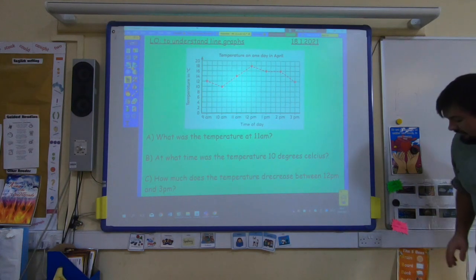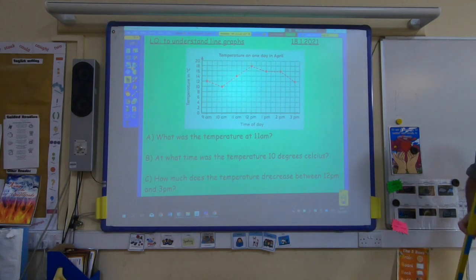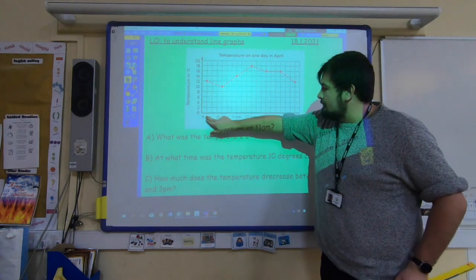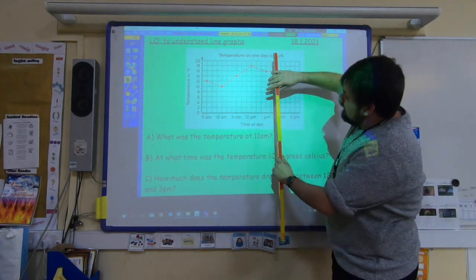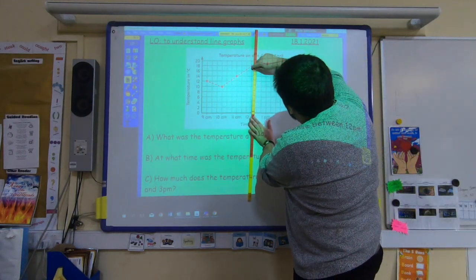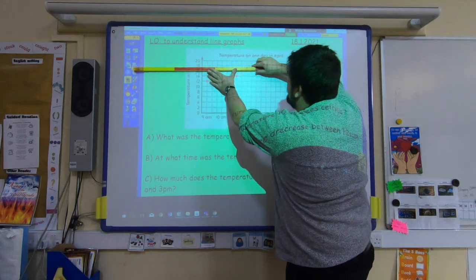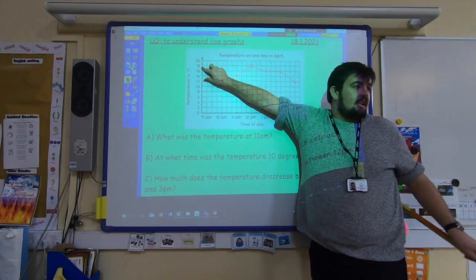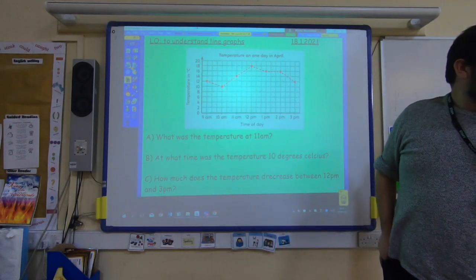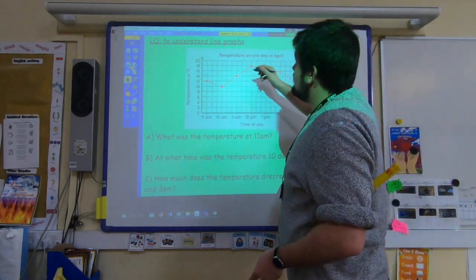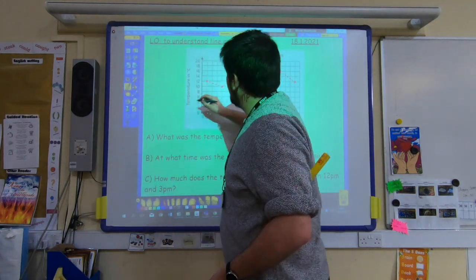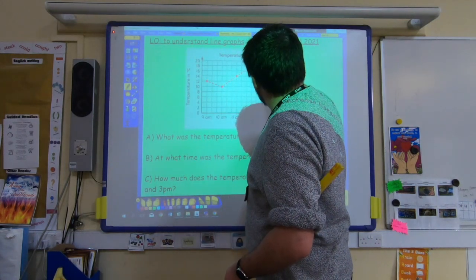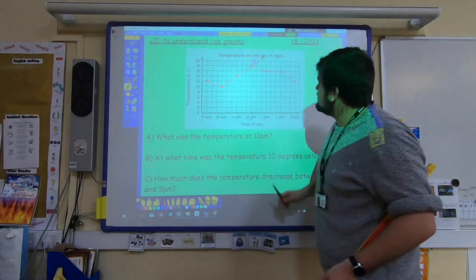So help me out here. At 12 p.m., I'm going to go along the bottom to 12 p.m., I'm going to go up, there's that, and then I'm going to go across. What was the temperature at 12 p.m., please? 18 degrees. Yeah, and I'm going to write next to it, 18 degrees Celsius.